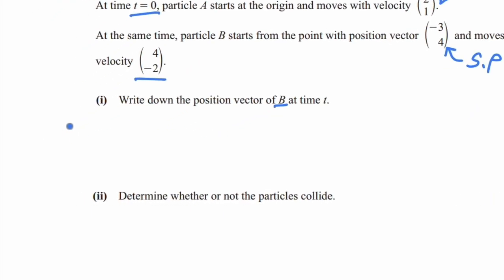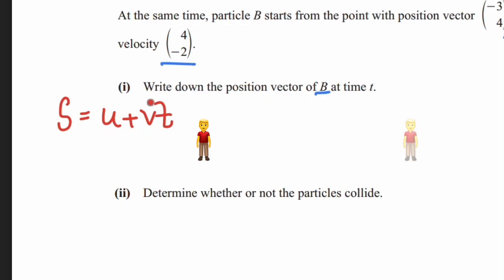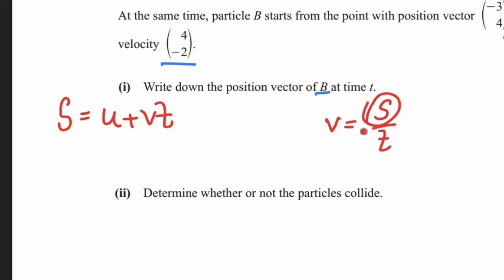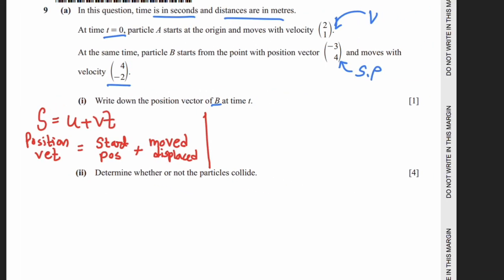Now, guys, zoom in. Let me teach you a formula. S equals u plus vt. That means our final destination is going to be our initial destination plus our moved distance. We know that v is equal to distance over time, so our moved distance is going to be vt, and that moved distance is this. So essentially, this equation states that the position vector of a particle is the starting position plus the moved displacement. So let's insert the values.